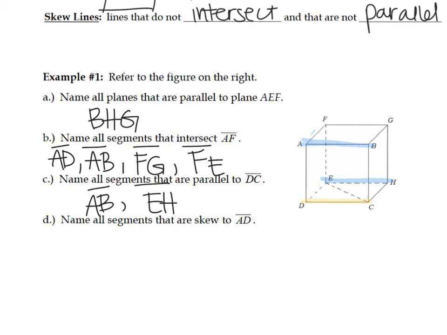Now is where we're going to take a look at skew lines. We want to name all the skew segments that are skewed to AD. So we find segment AD. Remember, skew lines are lines that don't intersect but aren't parallel. So that automatically gets rid of segments BC and EF, which are parallel. Now I just want to find all of my other segments that don't intersect but aren't parallel, such as FG and GH. We also have HC and EF.